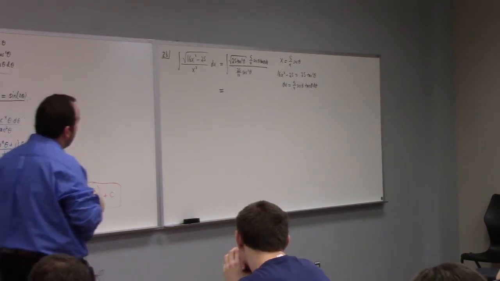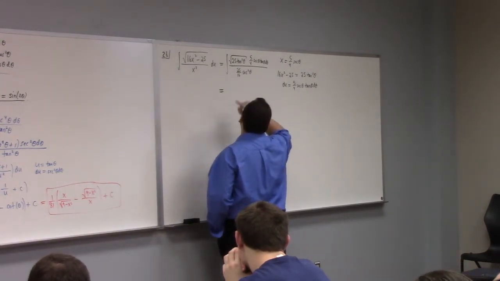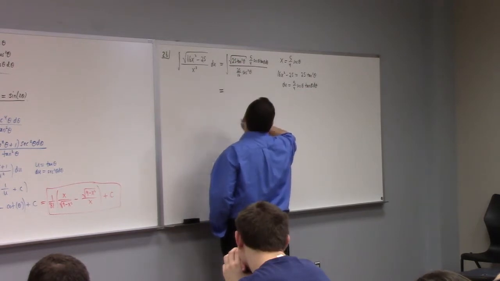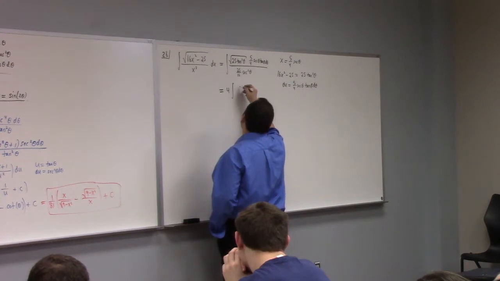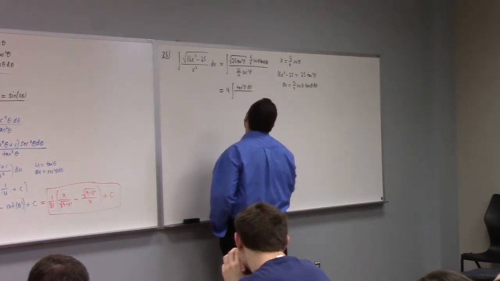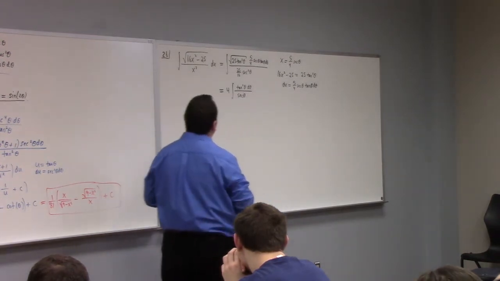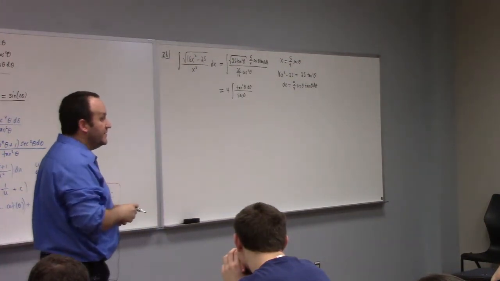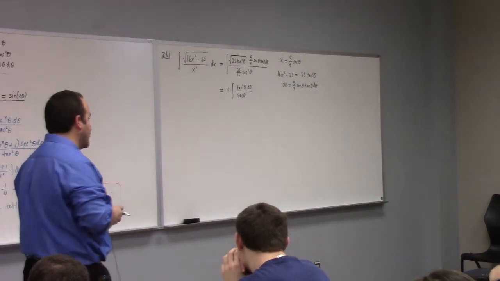How do we clean this up? You got the 25 upstairs cancels with 25 downstairs. I think we're left with 4 times the integral of tangent squared theta d theta divided by, looks to me like, secant theta. So the square root of 25 is 5. 5 times 5 is 25. 25 cancels 25. We're left with 4/16 and 1/4.